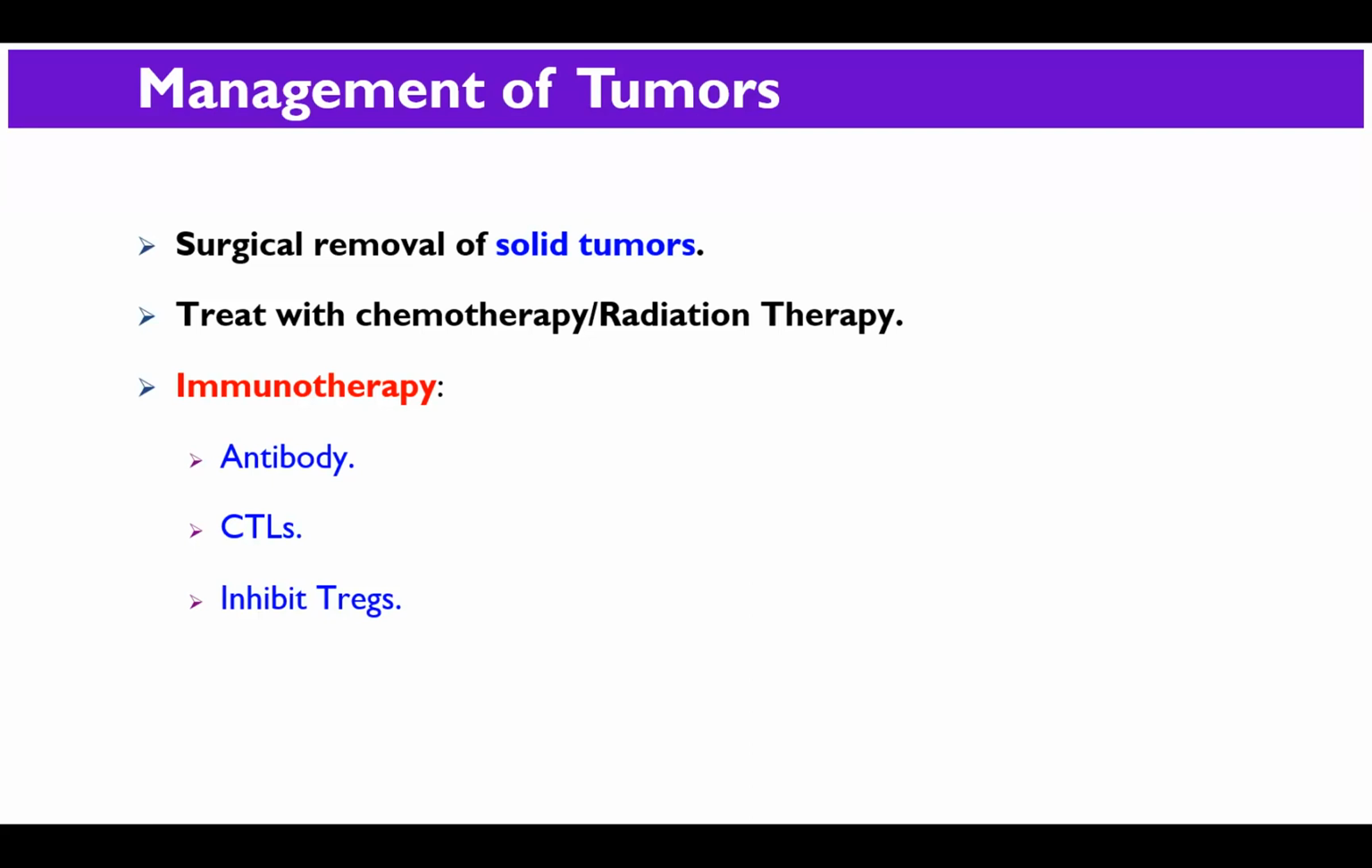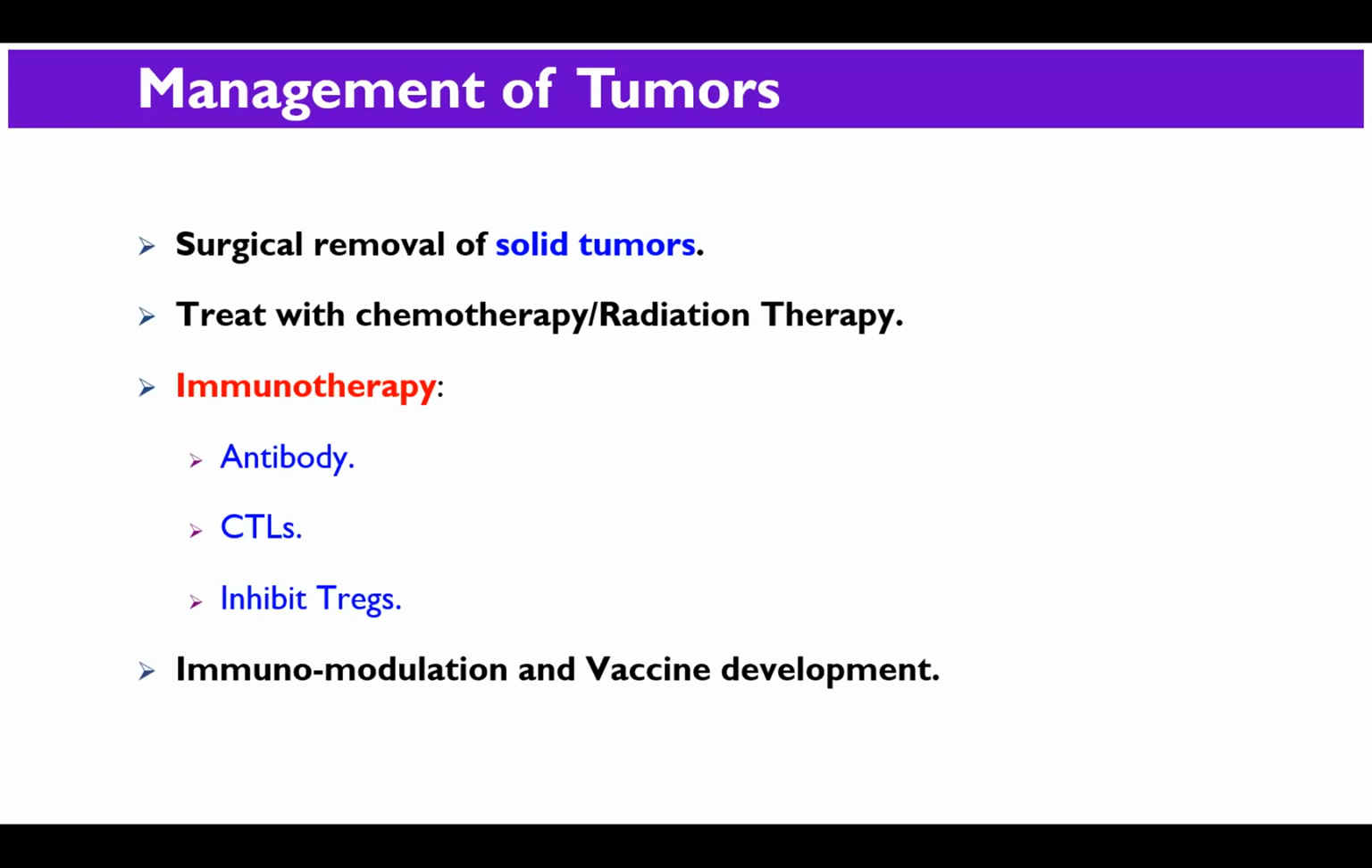The other immunotherapeutic approach is utilization of CTLs, and I'll tell you a little bit about this. And the other one here is inhibition of Tregs. That strategy arose when it was realized that cancer cells, and you're going to see some examples here, end up thriving by shutting off immune responses, specifically T cell responses, in order for them to thrive.